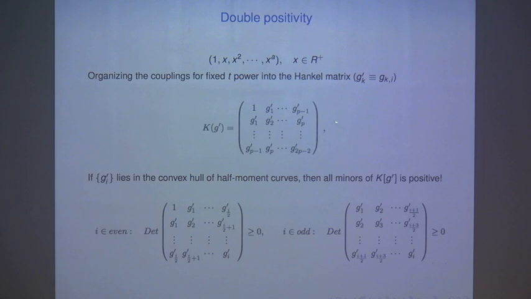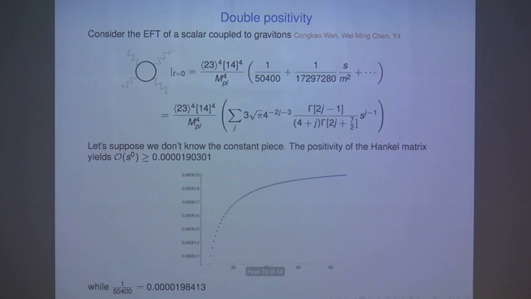And then you organize the G prime in this fashion into what is called a Hankel matrix. Then the statement that something is lying in the convex hull of this half moment curve becomes the statement that the Hankel matrix always has positive minors. And we can prove this analytically. So for example, all of these minors with different powers of G will always have positive determinants. And you can take the subminors and they're also positive.